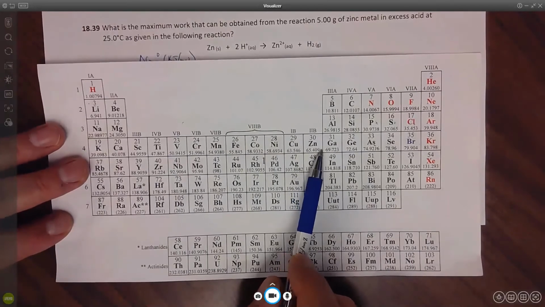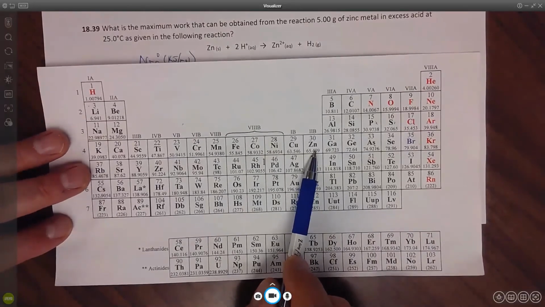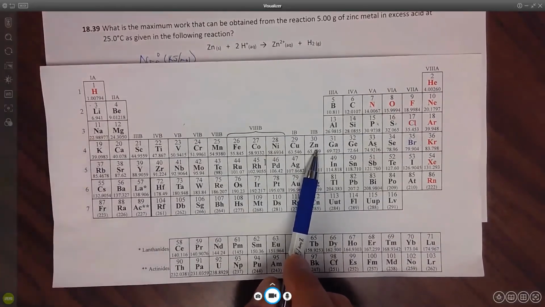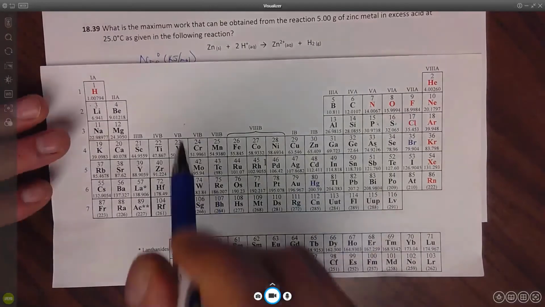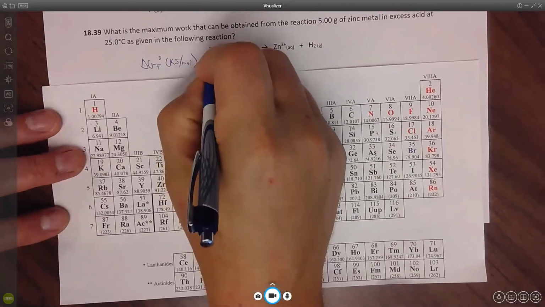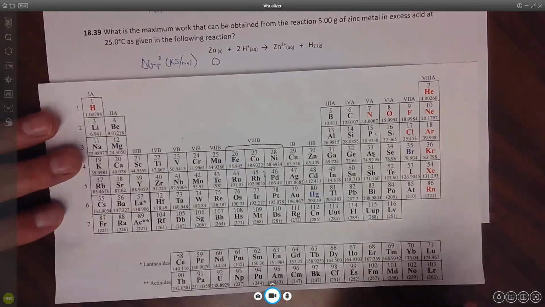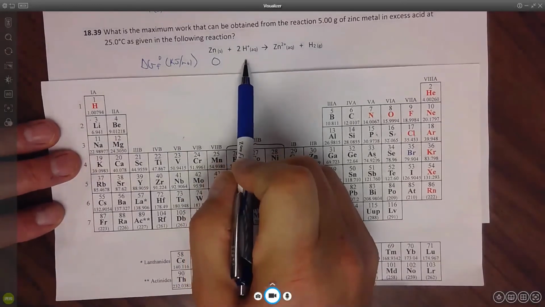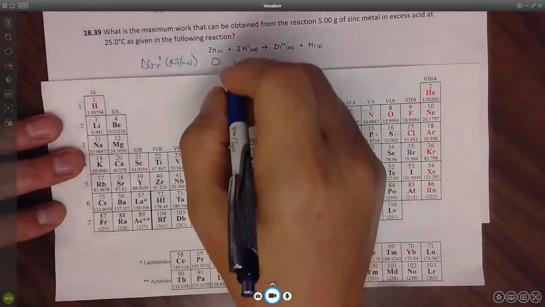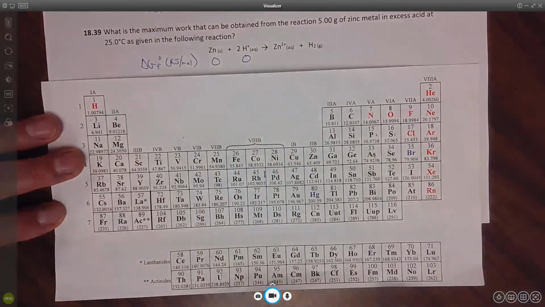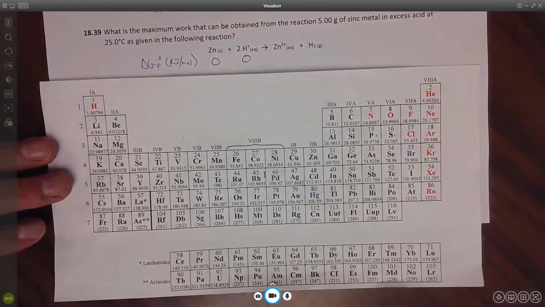It doesn't take any energy to create zinc solid from its elemental form, so it's 0. I can save myself time by knowing that, right? I don't have to look in the book. I do have to look up H plus aqueous, but it's actually 0 as well, for bookkeeping reasons.